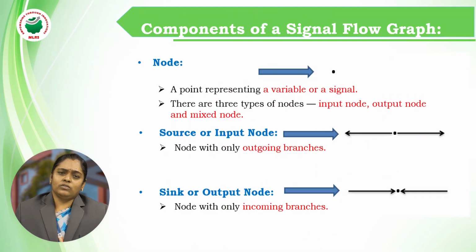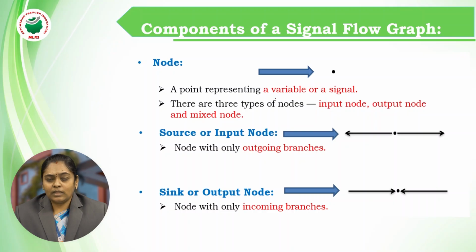As with the block diagram reduction, where we have seen the components are block, summing point, and takeoff point, in the same way there are some components in the signal flow graph. The first component in the signal flow graph is the node. A node can be defined as follows: a signal represented in terms of a variable is called a node.